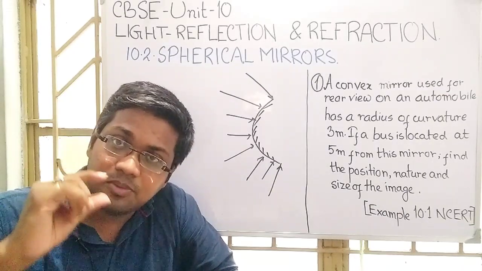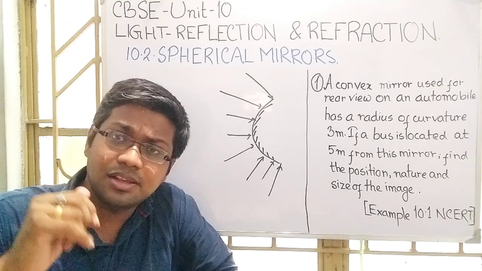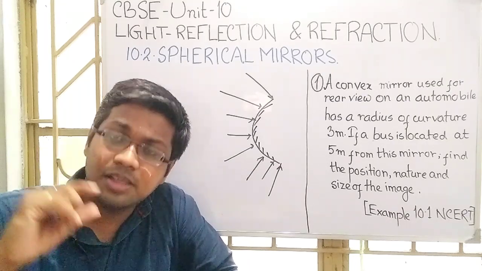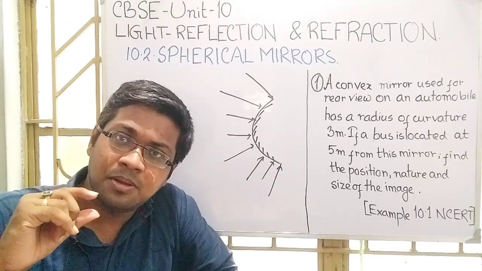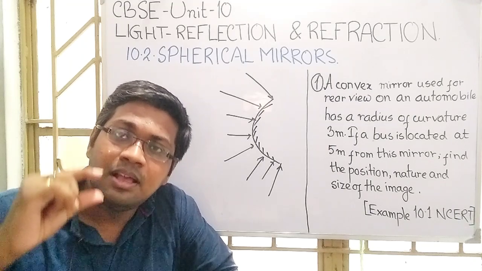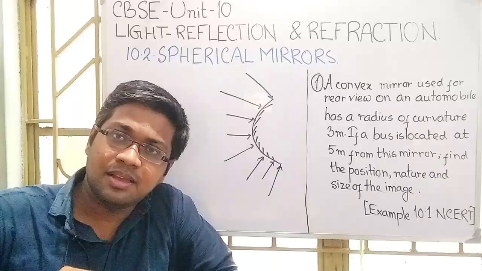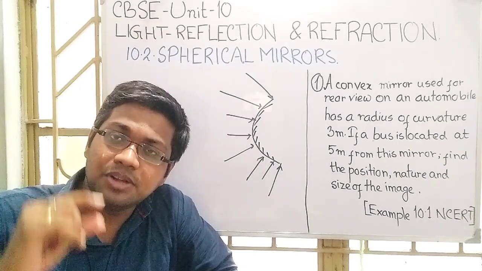Since the image is smaller, you have to think the image is smaller, it does not mean the car is far away from you. It is very close to you. But the property of the convex mirror is that it makes a smaller image. Okay? It makes a smaller virtual image.